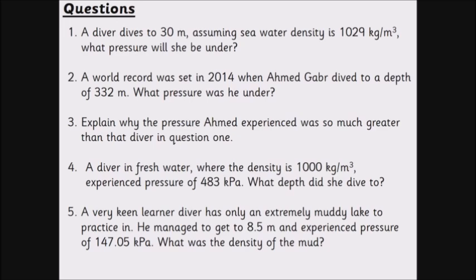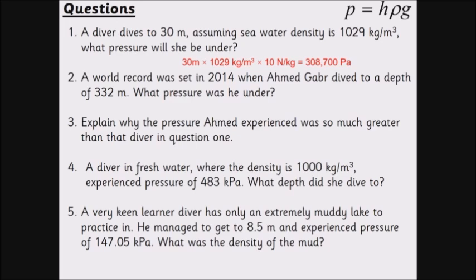Okay, and to finish, nearly to finish, let's do some questions. We've got 5 questions. A diver dives to 30 metres. Seawater density is 1029 kilograms per metre cubed. What pressure? So using our formula, it's fairly straightforward. Height times density times gravity. 30 times 1029 times 10 gives us an answer of 308,700 pascals. That could be written as 309 kilopascals, rounded to the nearest kilopascal.